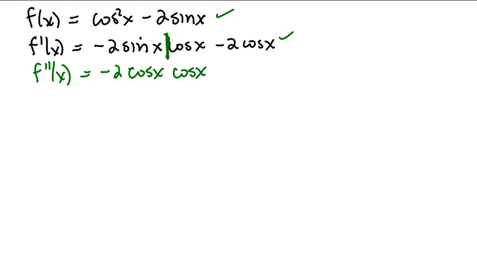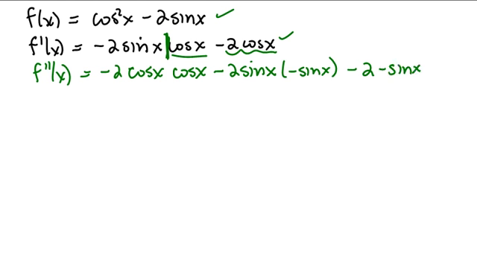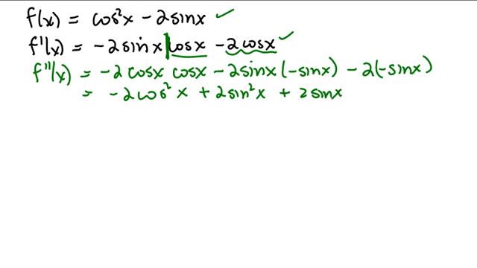So plus a negative 2 sine x, times the derivative of the second, which is a negative sine x. And then taking the derivative of this last piece, it's negative 2 times the derivative of cos, which is negative sine x. Now I'm going to clean this up a bit. It's negative 2 cos squared x plus 2 sine squared x plus 2 sine x.